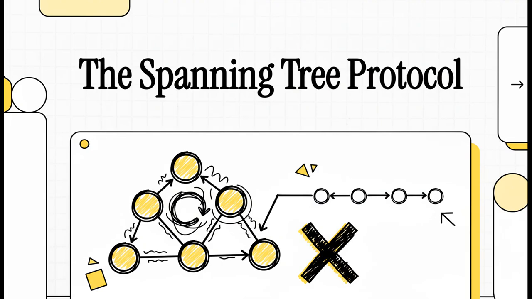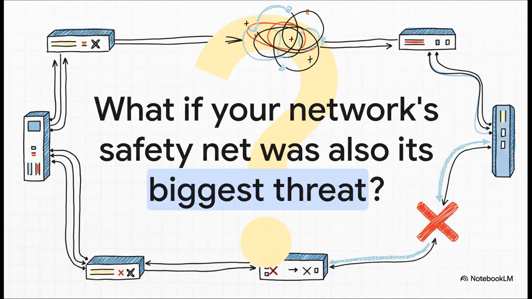All right, today we're going to talk about one of the most important and maybe one of the most overlooked protocols in your network. It's the Spanning Tree Protocol, and it's basically the unsung hero that keeps your network from destroying itself. So let me start with a kind of strange question.